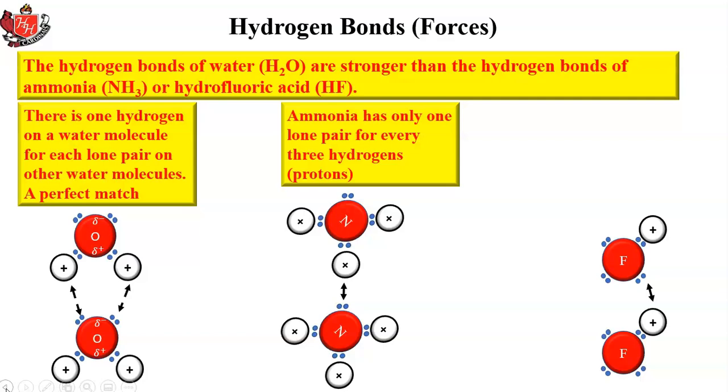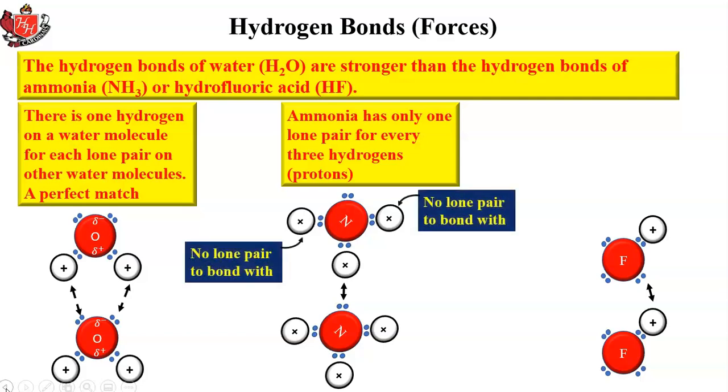So it's like if you go to a dance and there's 3 times as many guys as there are girls, then a lot of the guys aren't going to have a dance partner because there's not an even balanced ratio. So there's no lone pair to bond with those two particular hydrogen atoms.